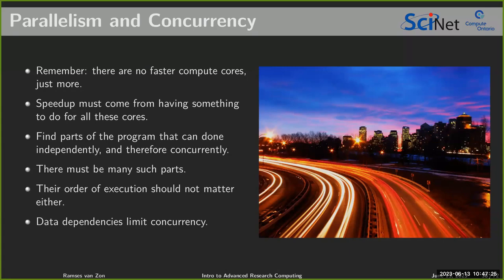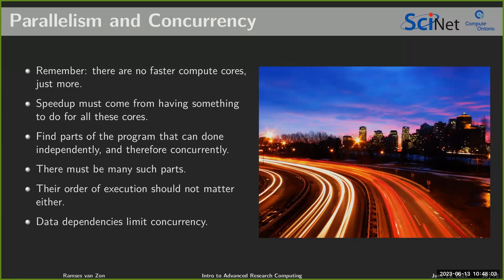And there's no automation here. You will have to say what happens in parallel. You have to find parts of the program, part of the script, that can be done independently and concurrently. And you have to have many parts. So if you want this to be 500 times faster, there better be something to do for 500 cores all the time, right? Also, because it's supposed to be independent, the order shouldn't matter. So we shouldn't care if case one is done before or after case 100. If that matters, we cannot do them in parallel.